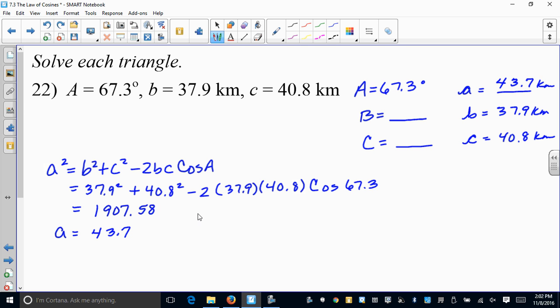Okay, so we have our sides done. So now all we need is our angles. So at this point, we can go for angle B or angle C. It does not matter. What we do know at this point is this is my largest angle because this is my largest side. Okay, so I'm going to just go ahead and go for angle B.